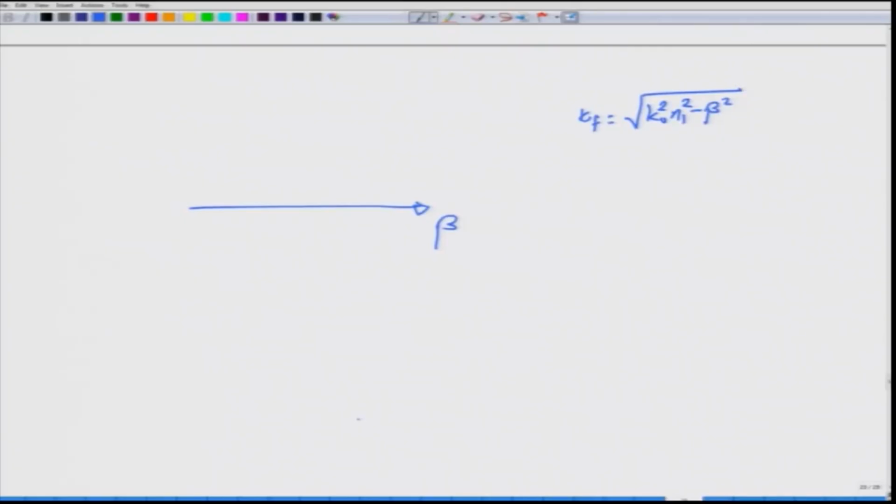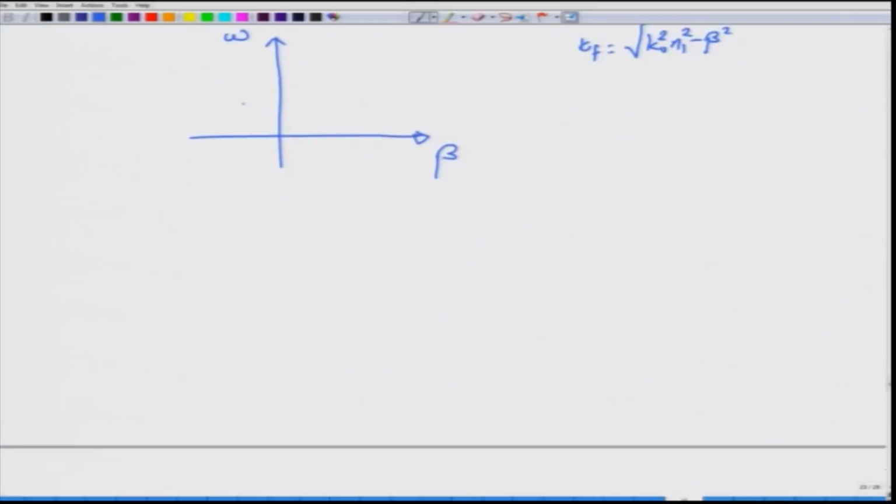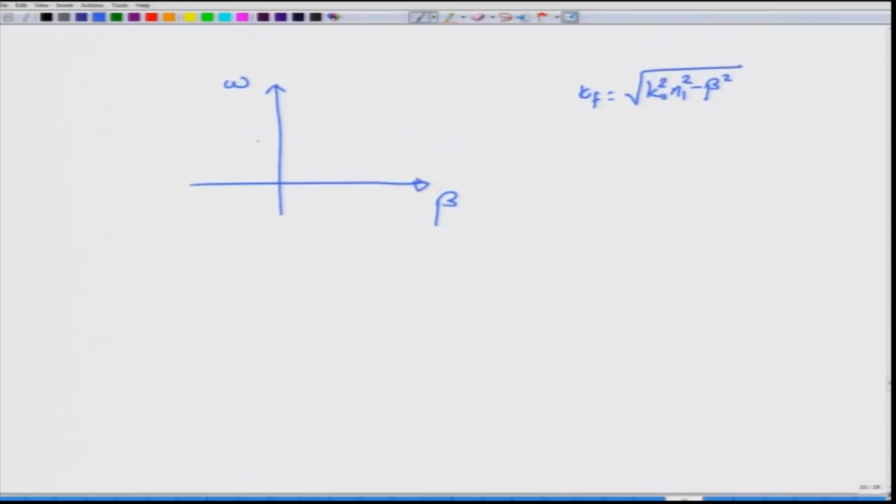Once you solve the transverse resonance condition and plot for different frequencies the different allowed values of beta, you will see that this omega beta diagram, which is called the dispersion diagram, will be bounded by two lines. One line will have a slope of c by n2 and the other one will have a slope of c by n1. So, what is the slope of c by n1 and c by n2?